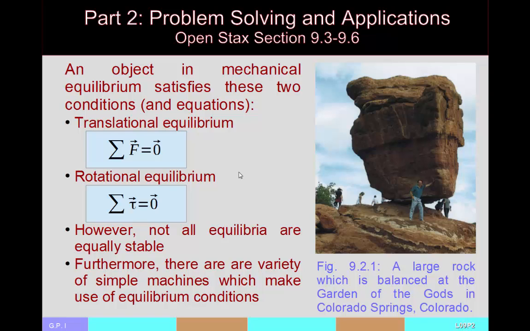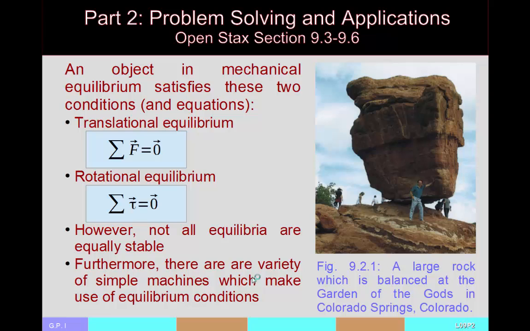And recall from part 1 of this set of lectures that if you have an object which is in mechanical equilibrium, then the object is going to satisfy two conditions and therefore two equations. The first is translational equilibrium, by which we know that the sum of forces acting upon that object should be zero. And that, of course, is Newton's first law as well. The second condition is rotational equilibrium, under which the sum of all torques acting on an object must also be zero. And so we kind of discussed that a little bit in part 1 of this lecture series.